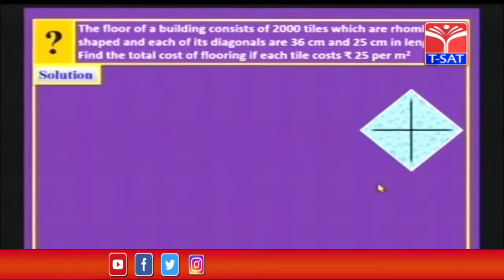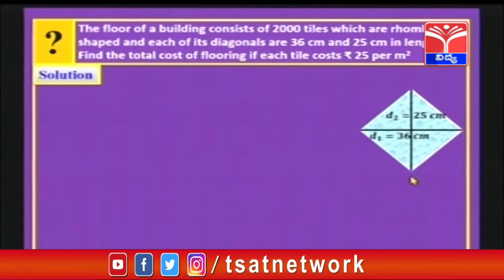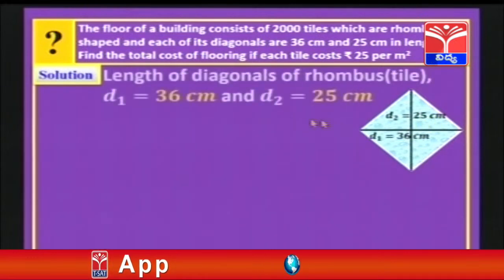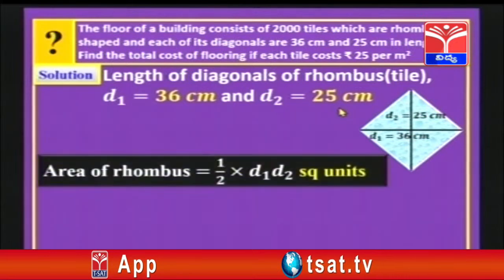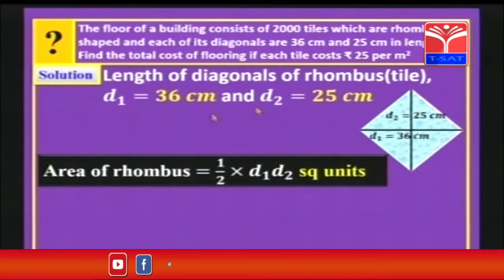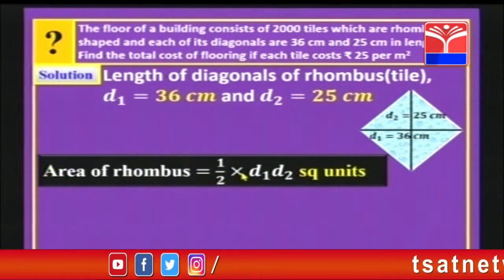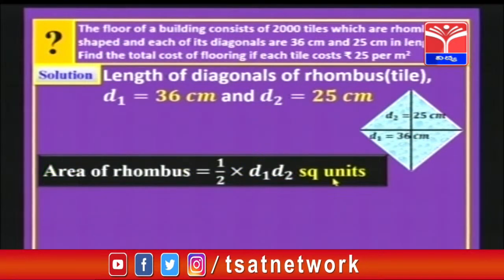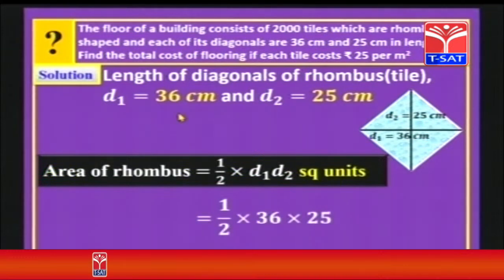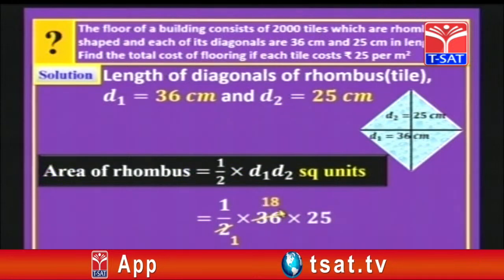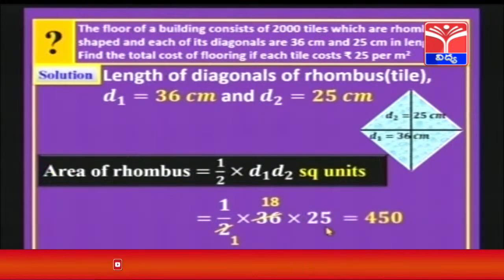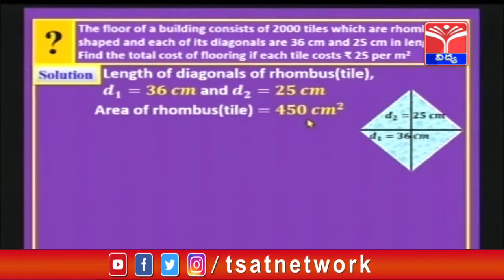So this is a tile, children, and the diagonals are given. So the diagonals are 36 centimeters and 25 centimeters. We'll assume D1 is 36 centimeters and D2 is 25 centimeters. Let us find the area of this tile, which is in the shape of a rhombus, that is given by half into D1 into D2 square units. Let us substitute the values, children. Half into 36 into 25. So 2 goes into 1 one time, whereas in 36 it goes 18 times. On multiplying 18 and 25, you get 450. So this is the area of one tile, right, children?